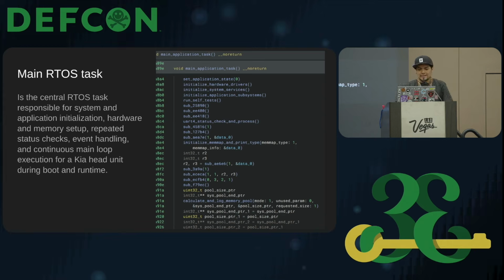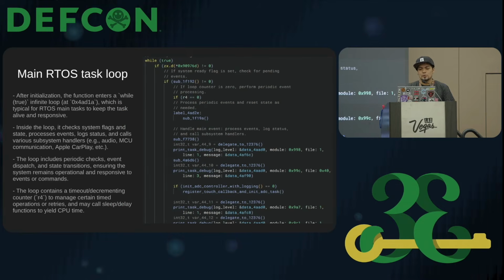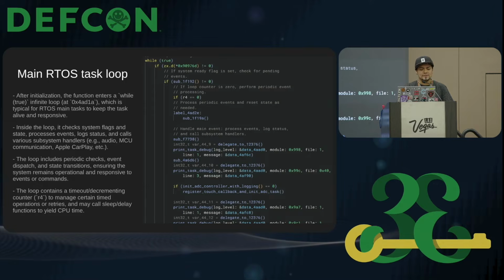So, as you can see, we have here set application state, initialization of hardware drivers, initialization of the system services, and so on. And here we have the loop that manages the log status, the process events, the handlers, and creates the event dispatch and the state transitions, ensuring the system remains operational and responsive to events or commands.